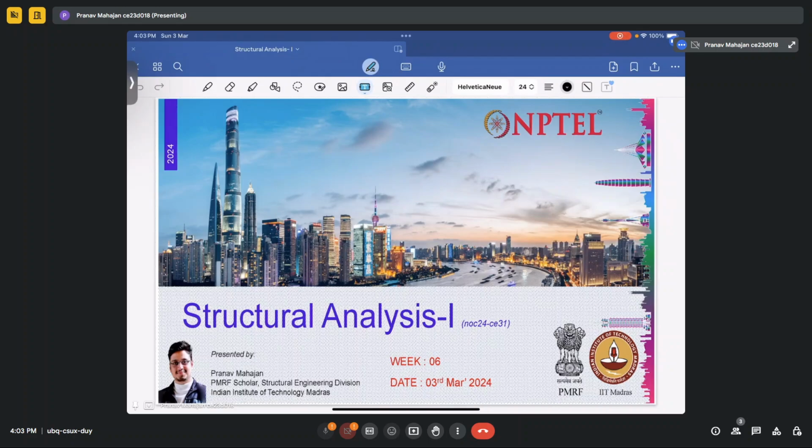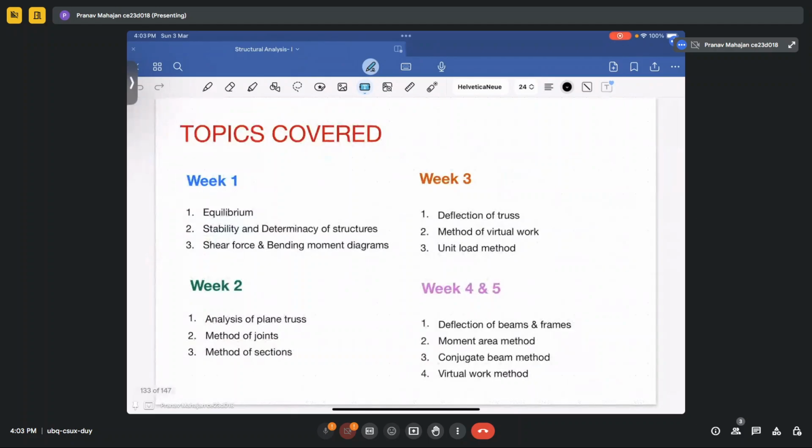In the previous weeks we have covered how to calculate the deflection of frames and beams using different methods. We have done the conjugate beam method and the virtual work method, which utilizes the concept of the unit load method to determine the deflection of beams and frames at a particular point. In week four, we did the same thing, but utilized the moment area method to solve the problems.